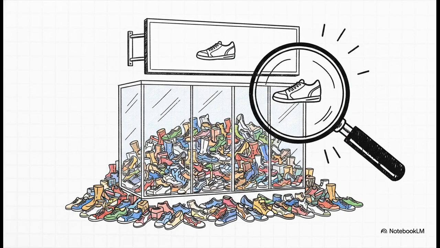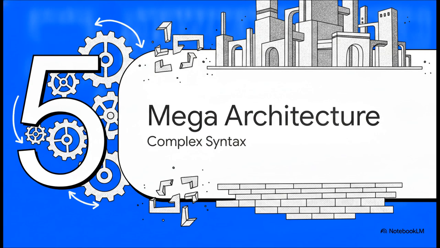And it goes the other way too. Sometimes a noun acts like an adjective, which we call a noun adjunct. Think about it. If you have a store that sells shoes, it's a shoe store. The quirky hard and fast rule here is that noun adjuncts are almost always singular. Even if that specific store sells 10,000 pairs of shoes, it is a shoe store, not a shoes store. Section 5. The mega noun architecture.